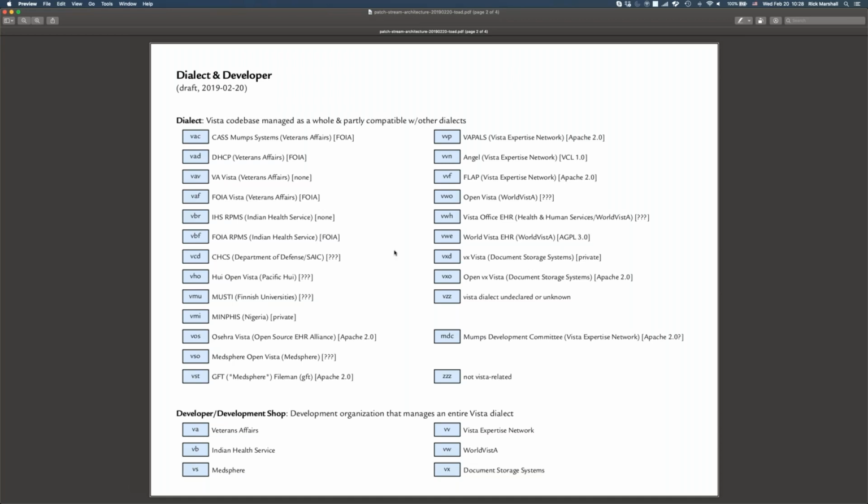Or if we want to compare OSEHRA Vista, VOS, to FOIA Vista, VAF, we now have a little code that we can use to distinguish the two repos. Even though they're closely related, they have slightly different contents. And a whole point of doing an analysis between them might be to figure out what's in one and not in the other. And so now we have a way to name that.